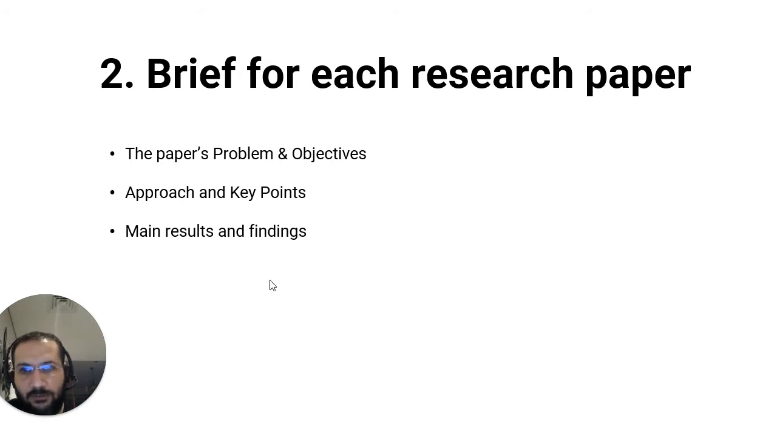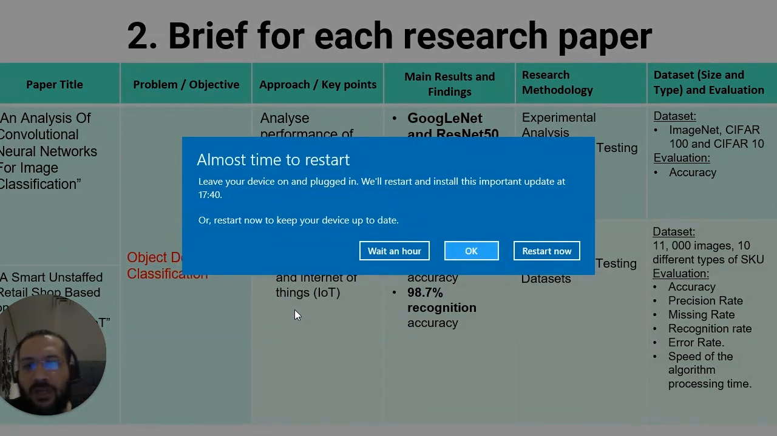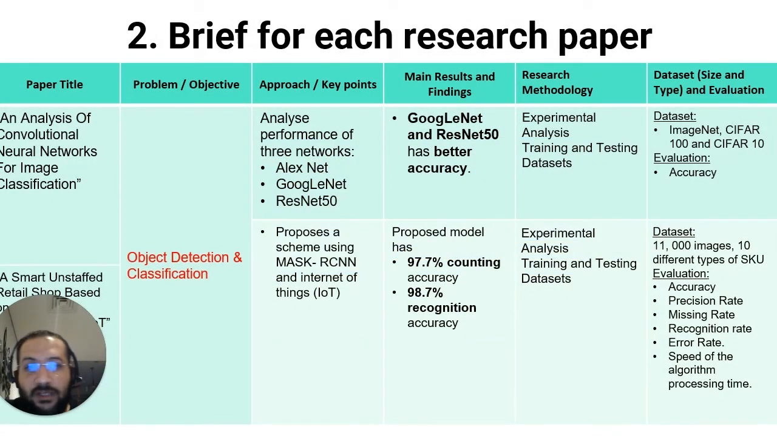So with that, I'll move on to the first paper, which is the analysis of convolutional neural networks for image classification. The aim of this paper is to analyze the capabilities of CNN to categorize the scenes in videos on the basis of identified objects. That research was based on experimental analysis, and it used three public datasets. The first one is ImageNet, the second is CIFAR 100, and the last is CIFAR 110.